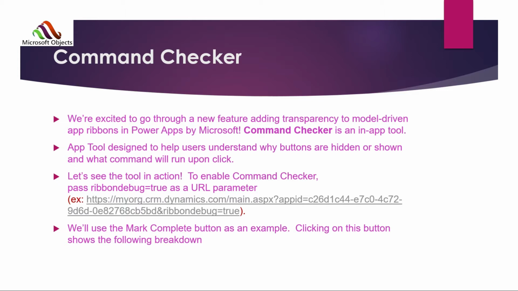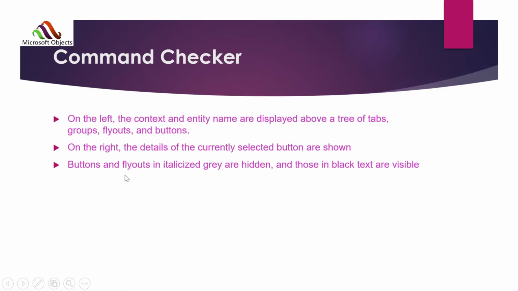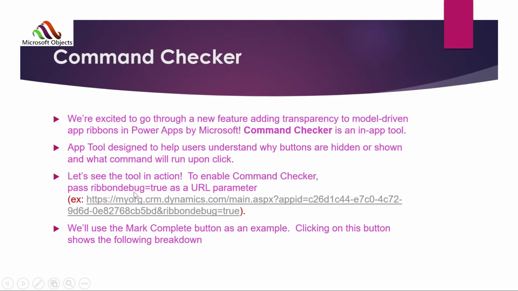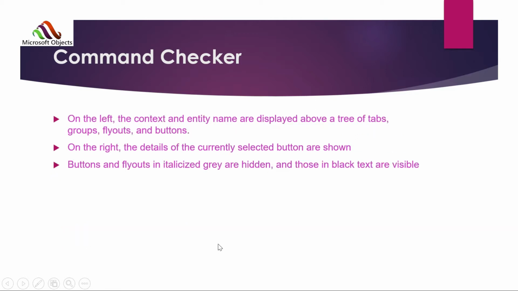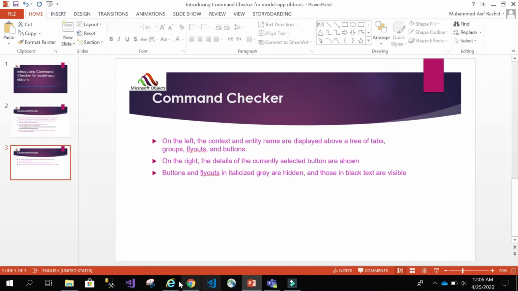And how can you enable this Command Checker? You just have to write ribbon debug equal to true in your Dynamics CRM URL. After that, Command Checker will be enabled for your environment, and then you can perform the steps which I will show you. Let me go directly to Dynamics CRM now.